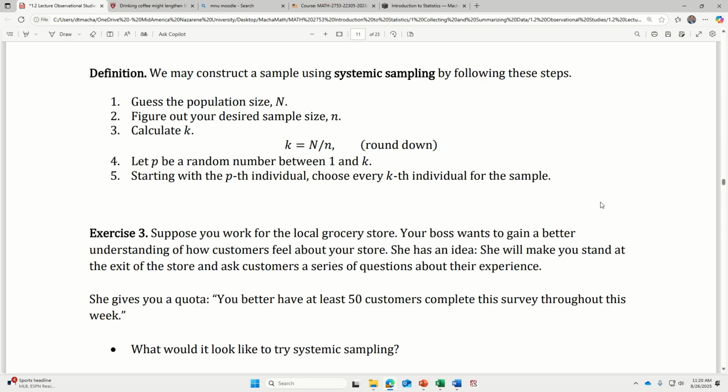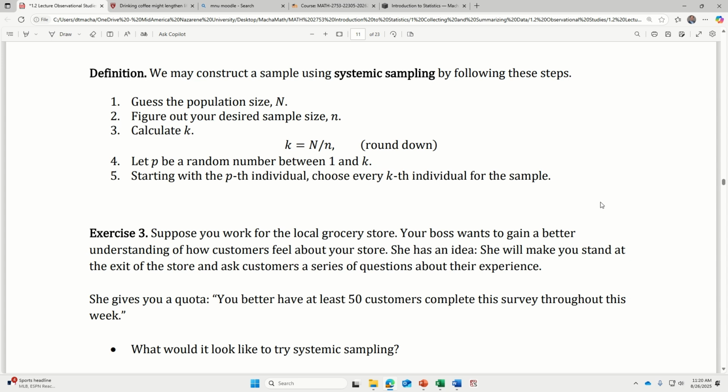Okay, there's another thing called systematic sampling. I'm not going to try to grill you too hard on this. You don't have to memorize this, but I just want to give you an idea of what systematic sampling could look like, because it's kind of a compromise between the two. If you want to conduct a systematic sample, guess your population size. It doesn't have to be an exact number, but you just take a guess.